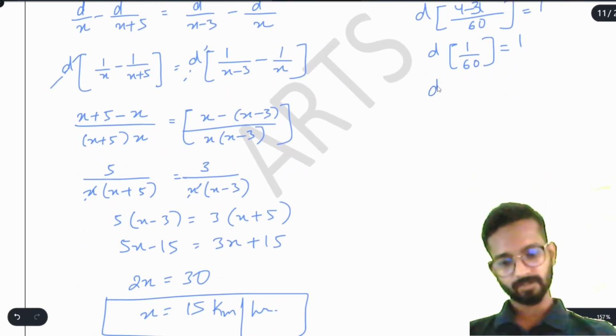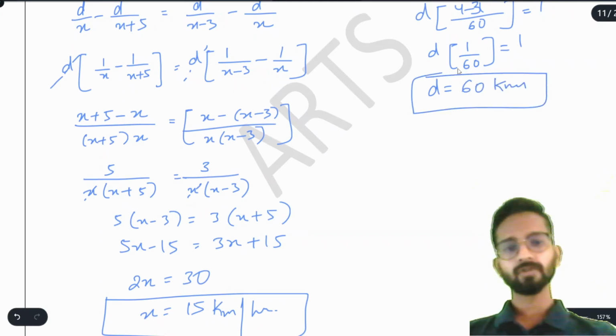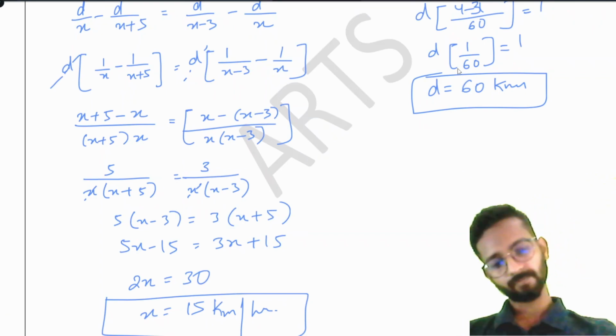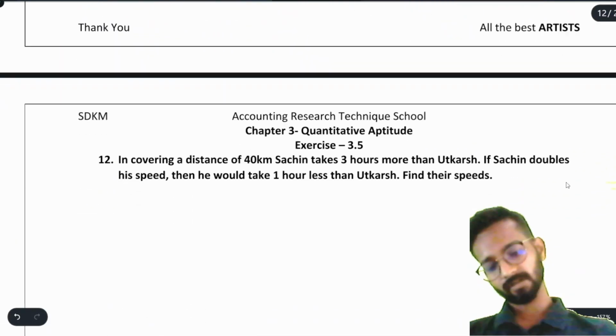So you can say d is equal to 60 kilometers. So the distance is equal to 60 kilometers. Simple enough. Now, moving further to question number 12.